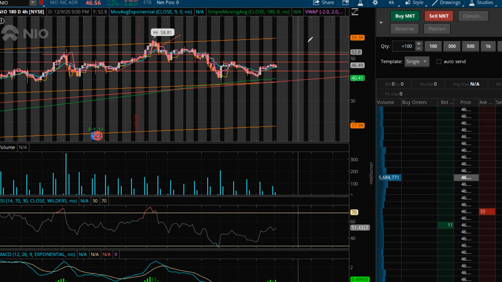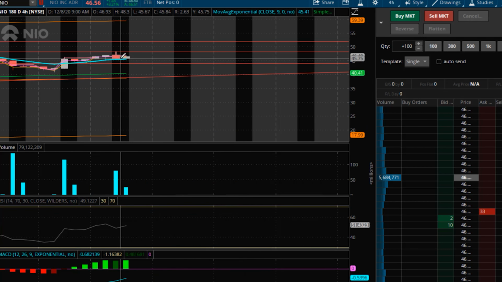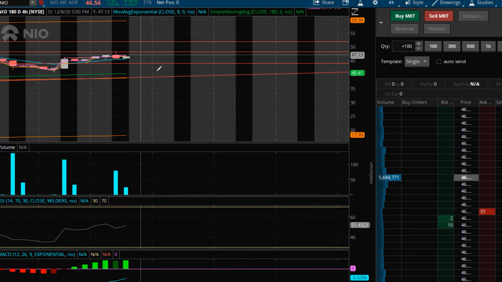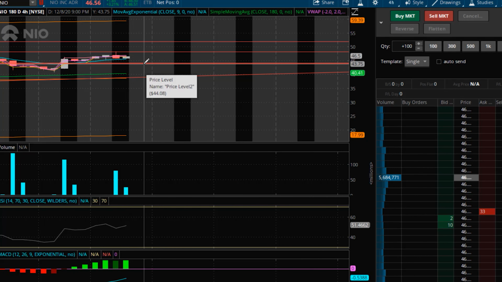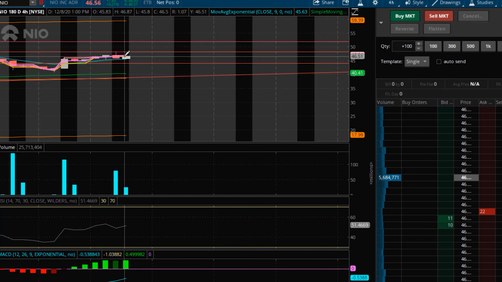So if we zoom in, we're hovering above the blue exponential moving average. What I would like to see is for NIO to fall down slightly so we hit this 43.75 area. And I'm not going to buy just because we touch this 43.75, right? I try to preach this: just because it falls down doesn't mean it has to come up. I want to see it touch this area falling down, and then I want to see it bounce slightly back up and then above the exponential moving average.